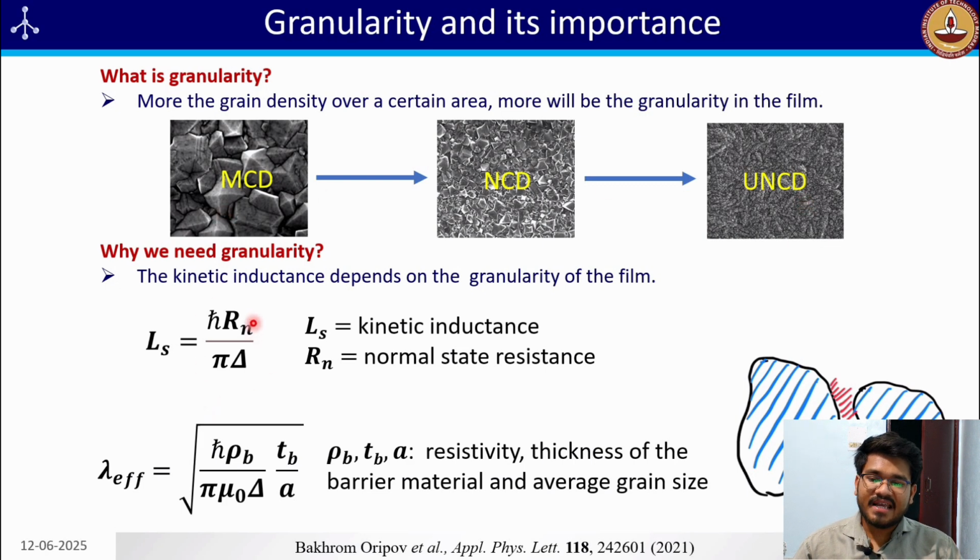And this granularity has an effect on the normal state resistance of the sample, because with more granularity, the grain boundary scattering will be higher for the electrons and will give rise to more normal state resistivity of the sample, and the kinetic inductance depends on the normal state resistivity. So this is one case. And also the penetration depth, that is lambda effective, is inversely proportional to the dimension of the grain size. This A is the dimension of the grain size. So the lower the dimension of the grains, the higher your penetration depth will be. And what is the application of having a high kinetic inductance, high penetration depth sample? I will discuss it later.